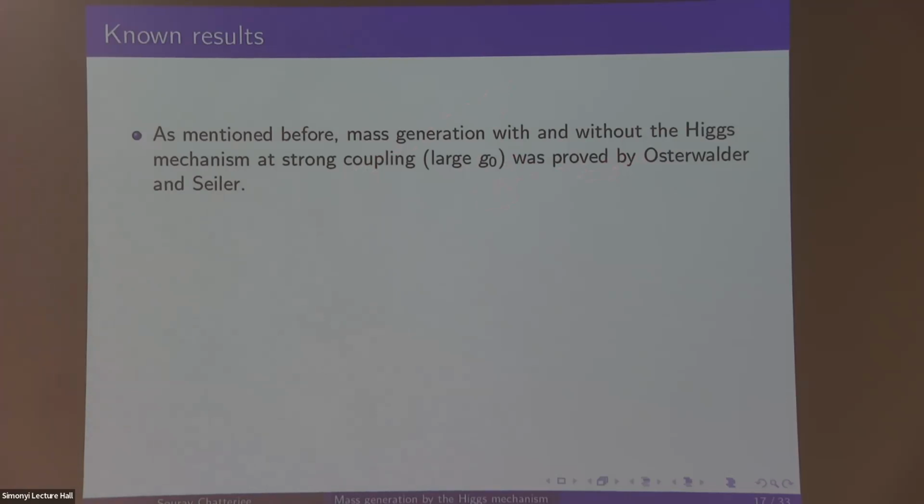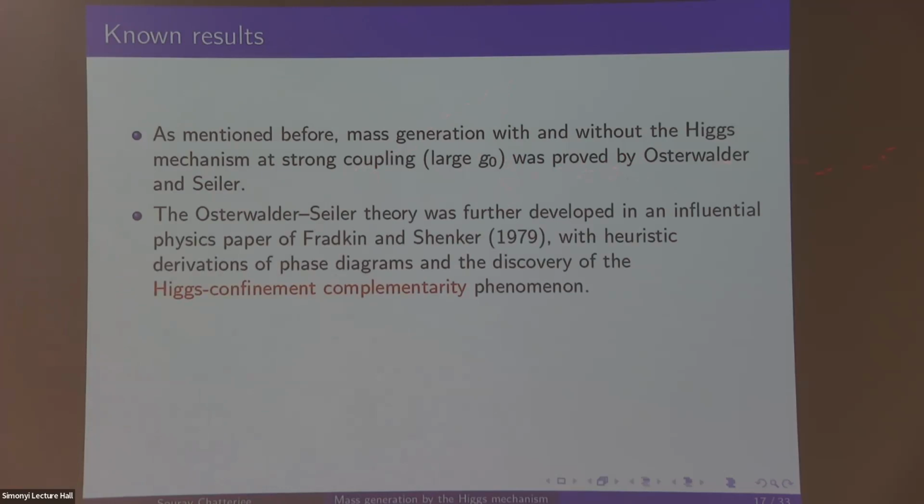At large G0, there is always mass. This was further developed in this influential physics paper of Fradkin and Shenker, and they discovered this Higgs confinement complementarity phenomenon, which I don't understand very well. But this was developed, and more nuanced descriptions were found.